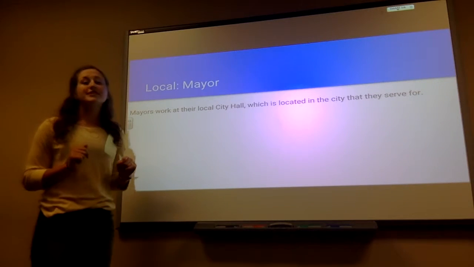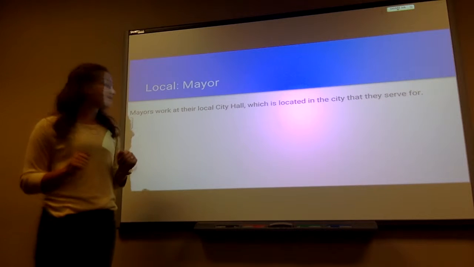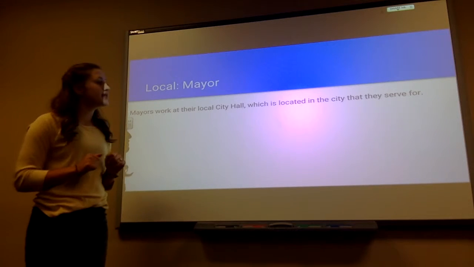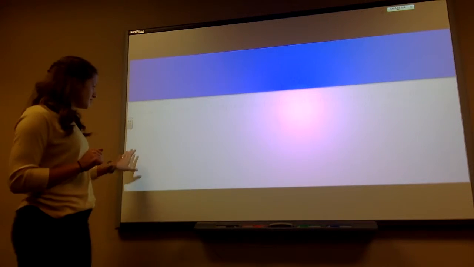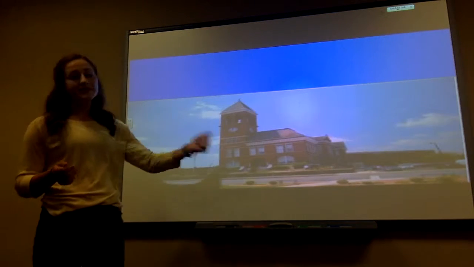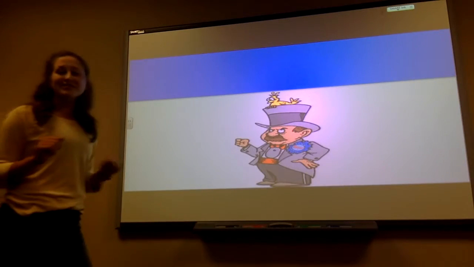Okay, the next level is the local level. The leader at this level is the mayor. Mayors work at their local city hall, which is located in whatever city they serve for. Here is an example of a city hall. And here is a cute little cartoon of a mayor.